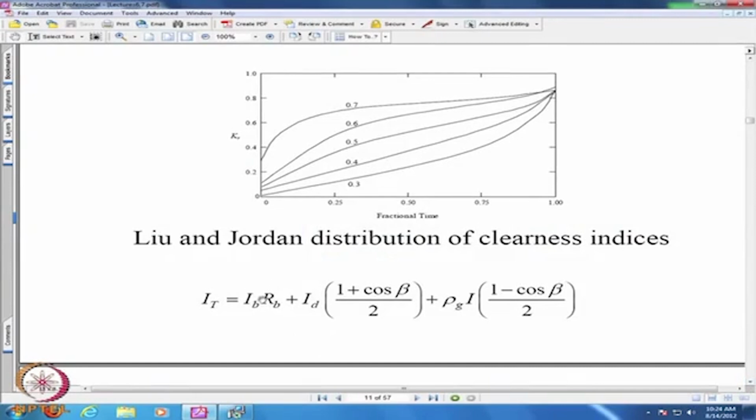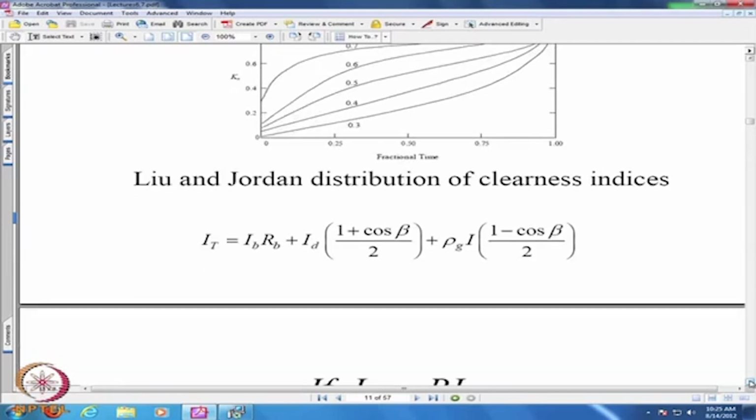One is the direct radiation component, the other one is the sky diffuse component, and the third one is the ground reflected component. Rho g is the ground reflectivity, which has a usual value of 0.2, and for a snow covered ground it is as high as 0.7.